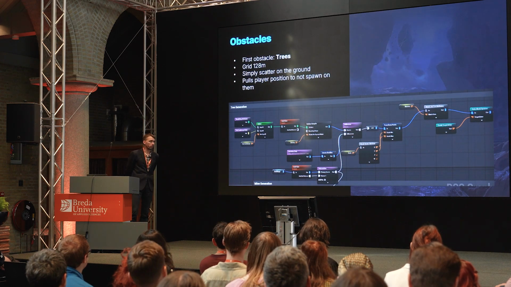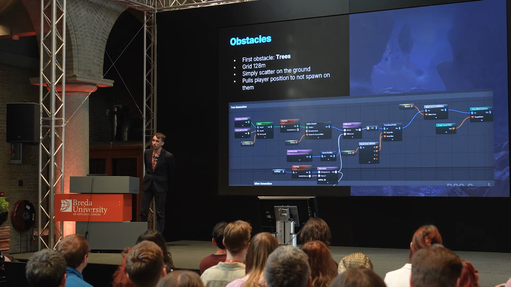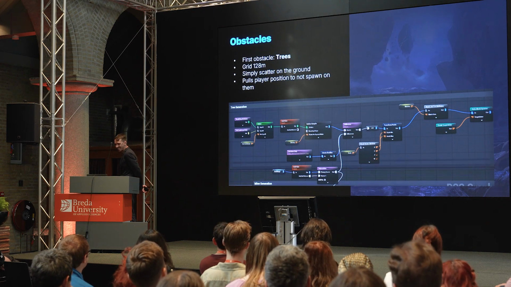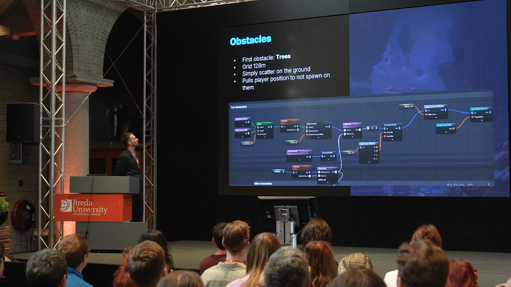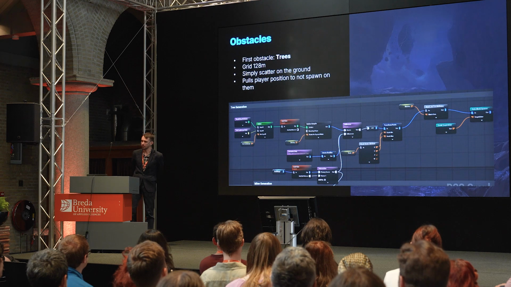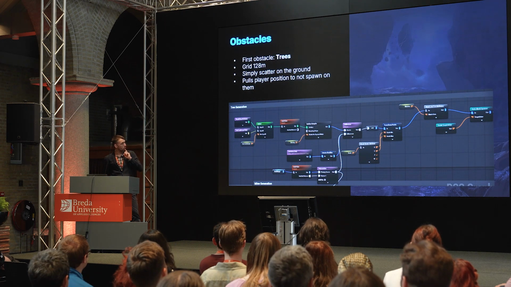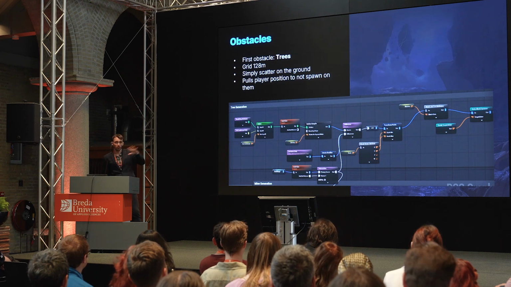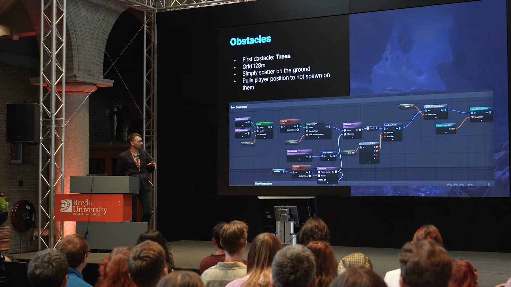So to fill the world and to have some obstacles, the first obstacle will be trees. I say we didn't do forest, but that's exactly what I did. On the grid, I will be on the 128 meters, and it's just simply scattering trees around. One caveat on this is that we want to pull the position of the player, because if you are regenerating the world and you place a tree exactly where the player is, it's not good gameplay.